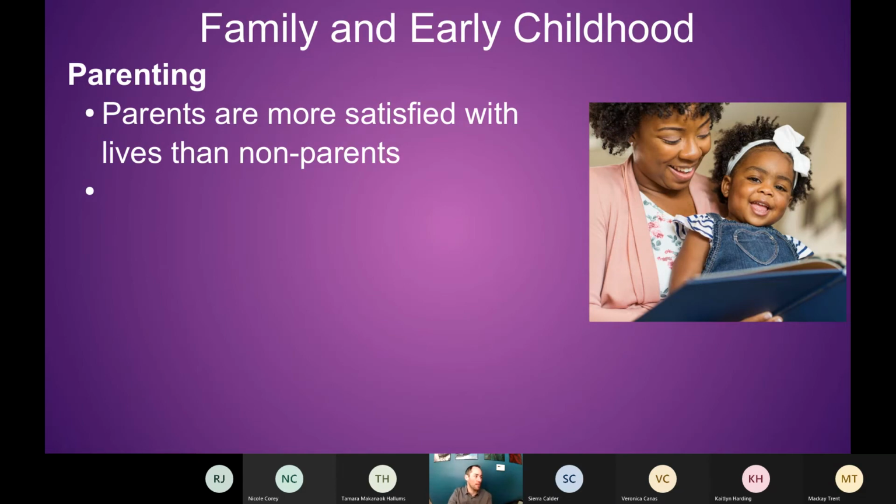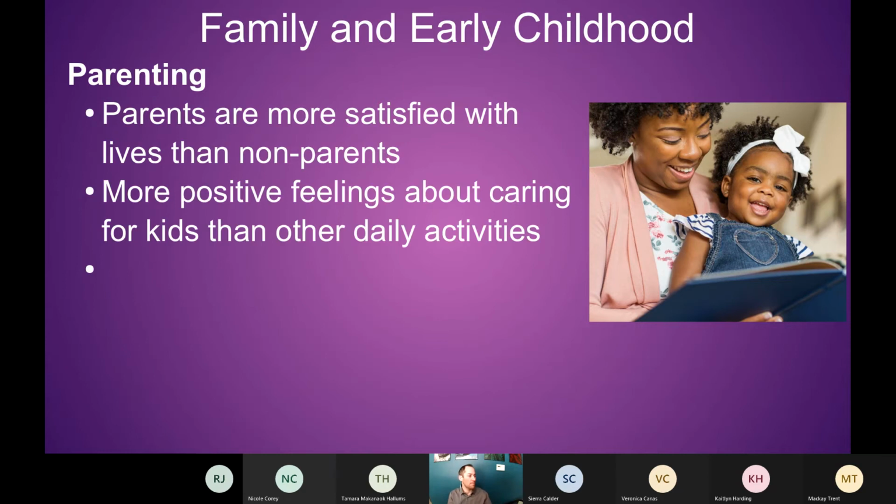So, but for the eudaimonic well-being, like having those long-term goals and purpose, parents tend to rate themselves higher on that kind of well-being than non-parents.